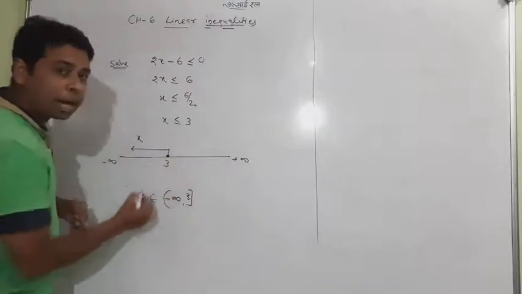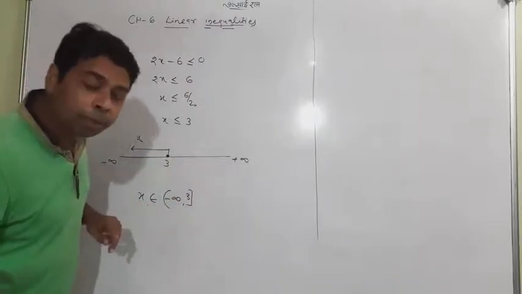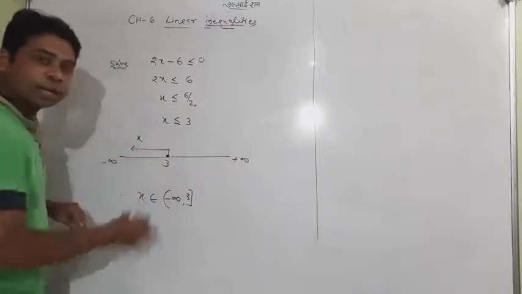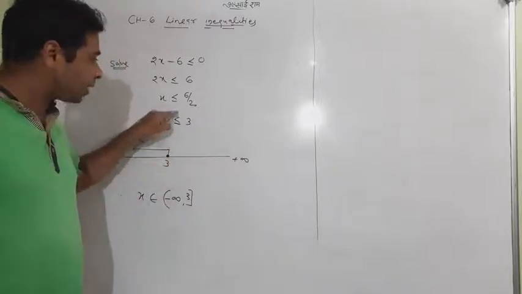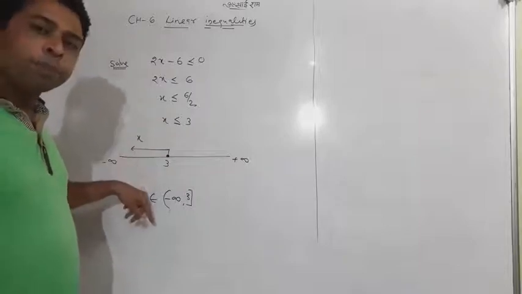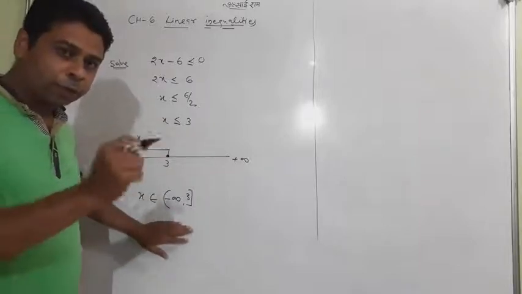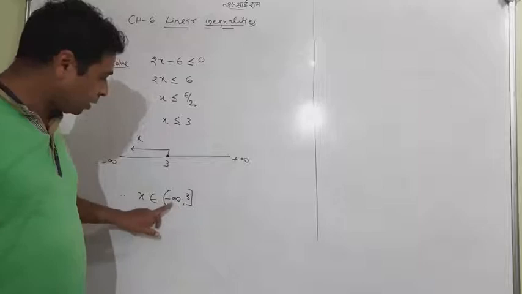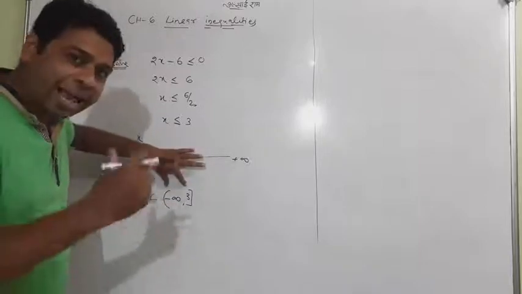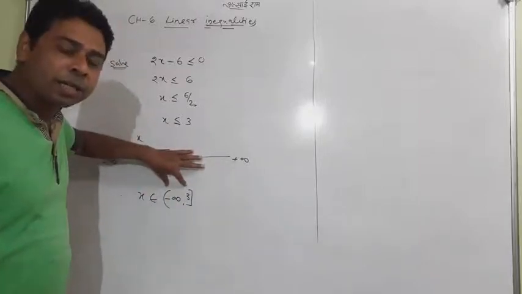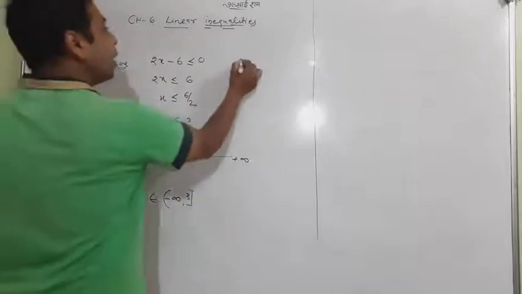Minus infinite to 3: infinite always follows the open interval, and 3 has a closed interval. Why? Because I have made a dark bubble here. Why a dark bubble? Because it follows the equal to sign. So x equal to or less than 3, the whole of this is your answer. Let me speak frankly, students, this is actually a set of the x. It is not a single value.